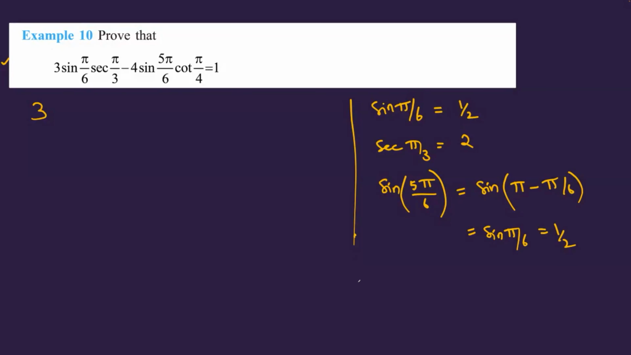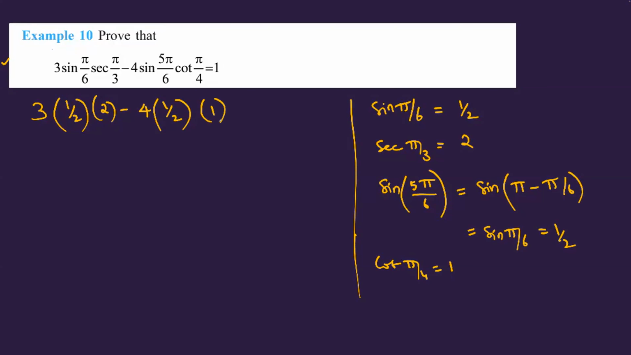Similarly, cot pi by 4 is 1. So take all these values and substitute them here. 3 into sine pi by 6 is half, into secant pi by 3 is 2, minus 4 into sine 5 pi by 6 is half, into cot pi by 4 is 1. So the 2 and 2 cancel. 3 minus 2 is going to be 1. Make a note of this.